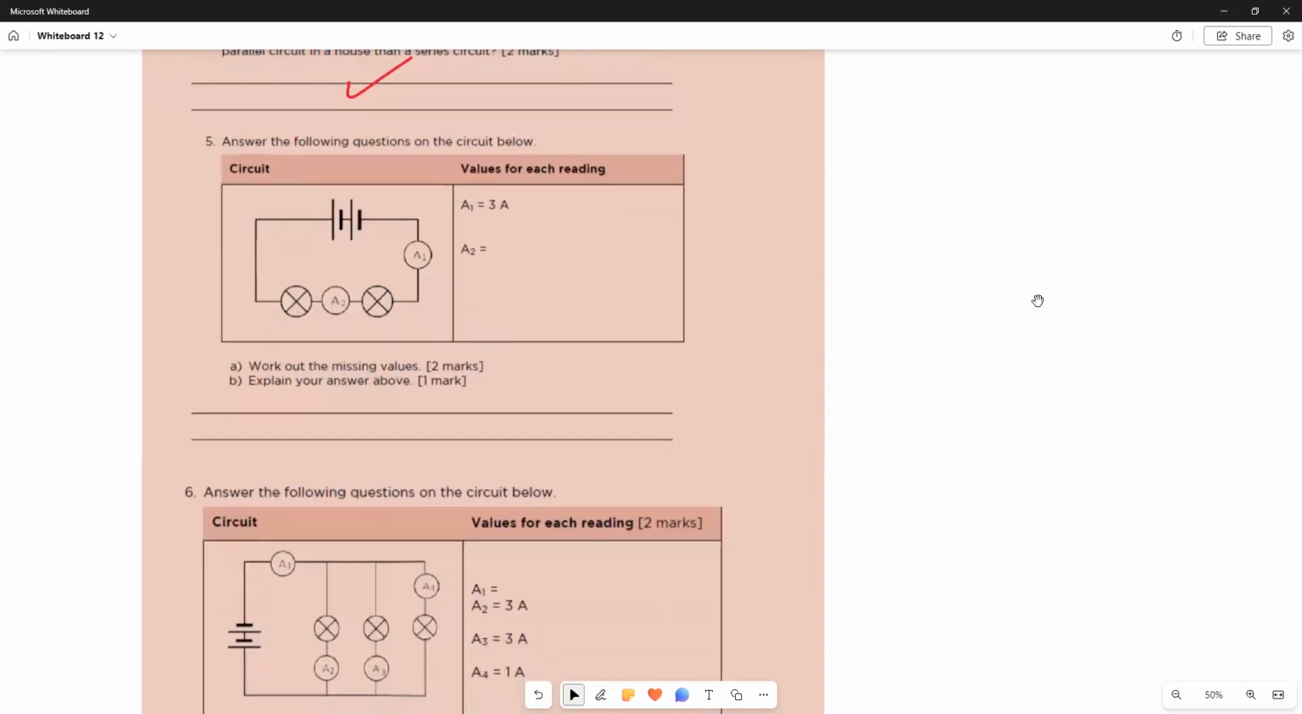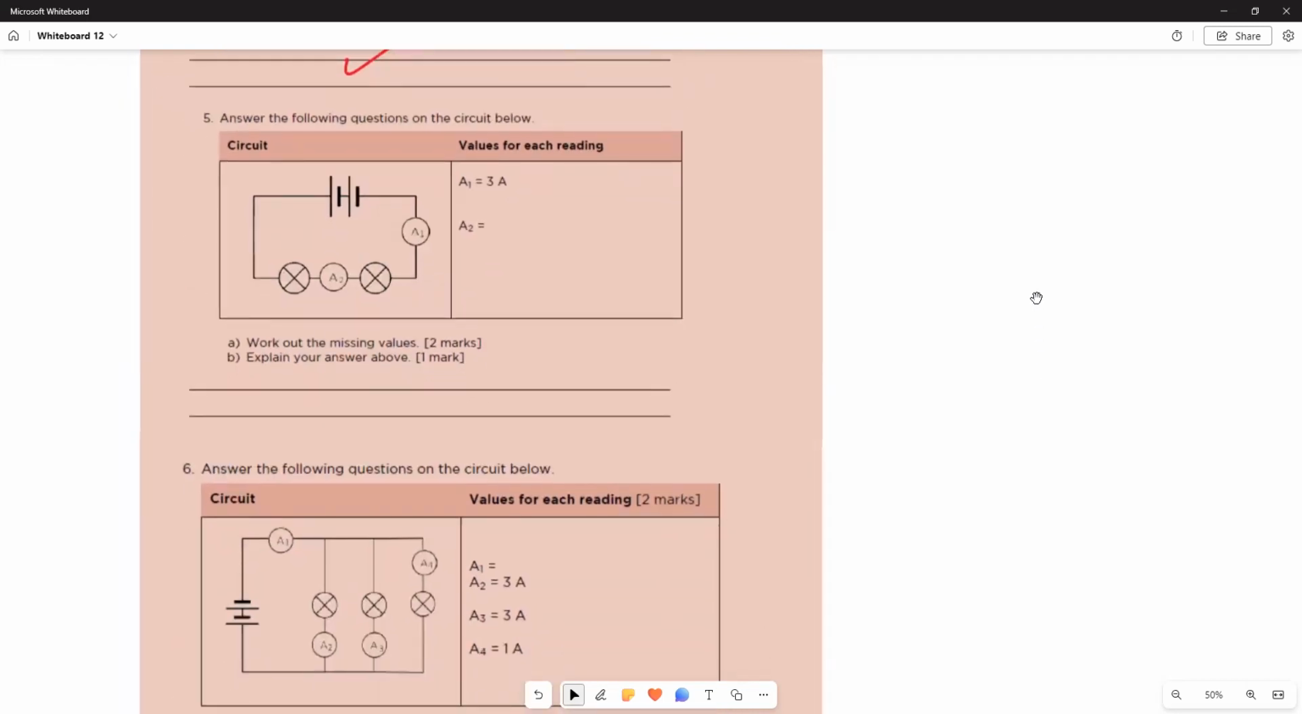So on question 5, they say answer the following questions on the circuit below. Okay, so before we answer the questions, I need to explain how electricity flows. Electricity basically flows from the highest terminal, which is the positive, to the negative terminal. So it's going to flow this way, right? When I say electricity, I mean the current. So the current that was discharged here doesn't change as we flow. It passes through there, no split, it keeps on going.